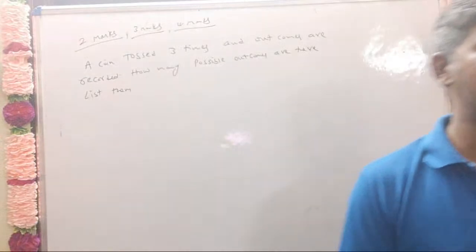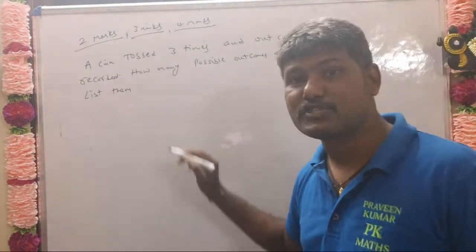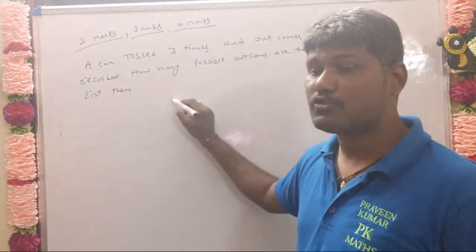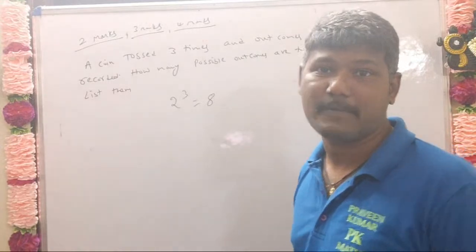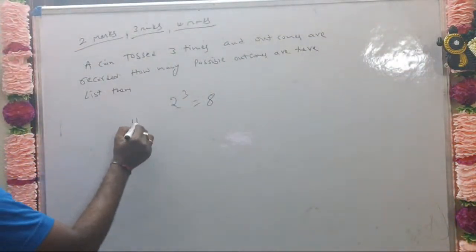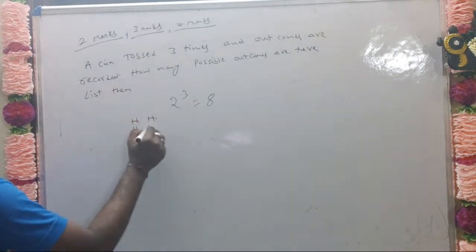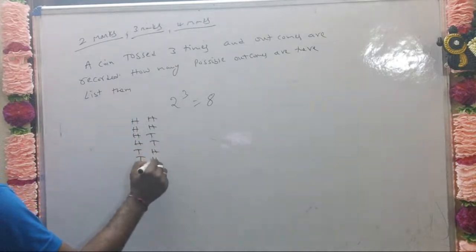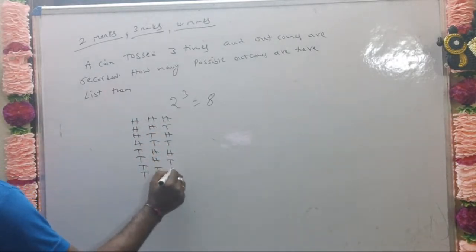Dear students, a coin is tossed 3 times means total number of outcomes. A coin contains 2 faces, head and tail, no? So 2 power 3. 2 power 3 means how much? 8 outcomes are possible. They said list them. How to list the outcomes: as a shortcut, you can use 4 times head, 4 times tail, 2 times head, 2 times tail, 2 times head, 2 times tail, single time head, tail, head, tail, head, tail, head, tail.